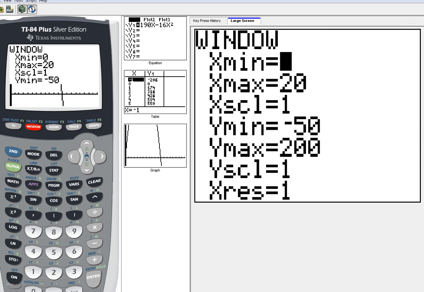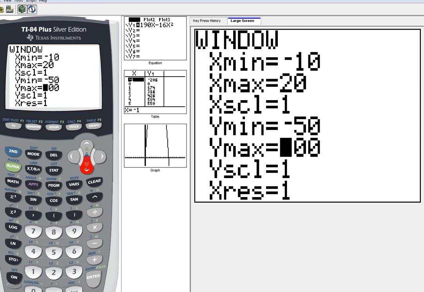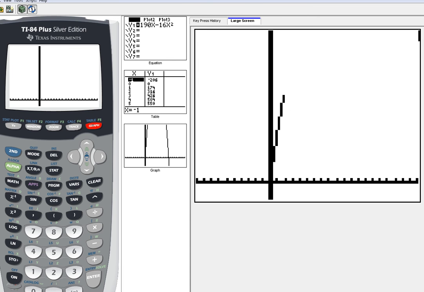So let's go back to our window. I'm going to say, how about negative 10? And even, I think I could have gone, let's just leave it at 20 for now and see what that looks like. And that was okay. My y maximum, I want to go higher. Let's just try like 500. I don't really know how high I need to go, but let's hit graph.